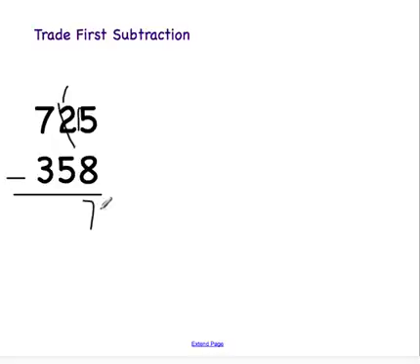Now if I look over in the tens place, I see I have 1 take away 5. Again, if I have 1 marble, I cannot give you 5. So I'm going to go over to the hundreds place, and I'm going to borrow one of those hundreds, and I'm going to give it to the tens. So now I have 11 tens, and I still have 6 hundreds. 11 minus 5, I'm going to end up with 6. And now I can do 6 minus 3 and end up with 3. So in the trade first or old traditional method, I end up with 367.